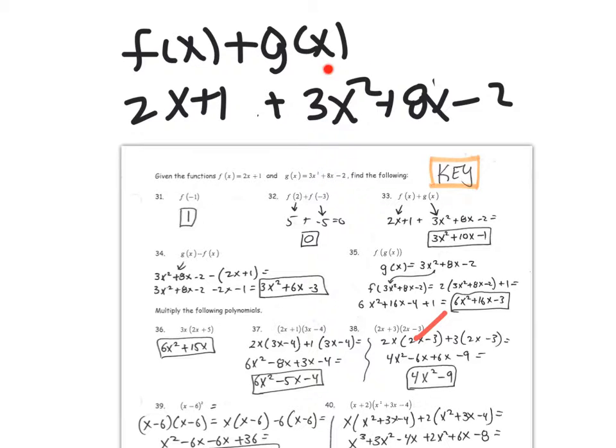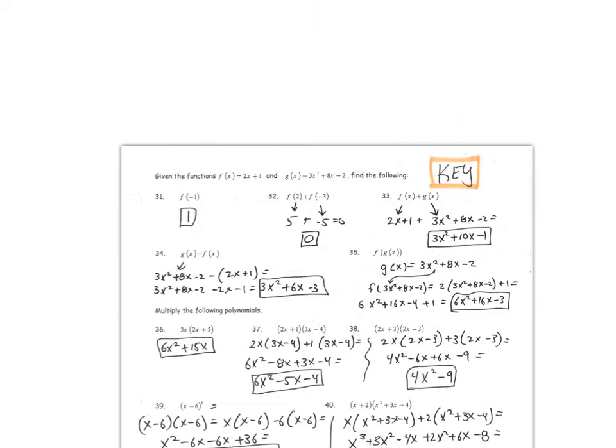We only have one squared term, so we have 3x squared. We've got an 8x and a 2x that combine to be 10x, and a 1 minus 2, which is a negative 1. We do the same thing for 34, but we switched it up, so let me clean the slate. So we're going to have 34 is g of x minus f of x.